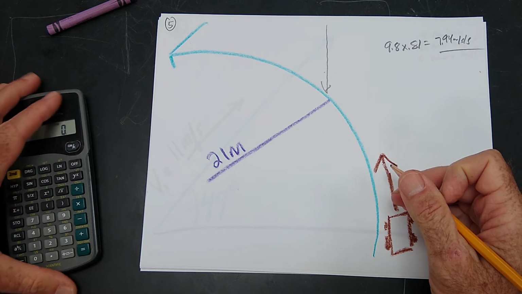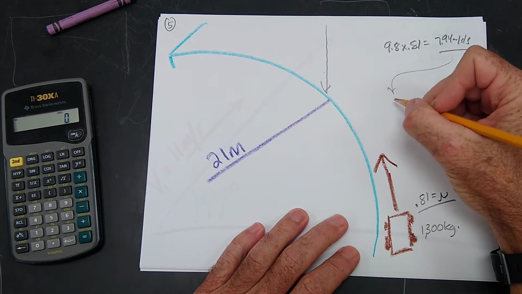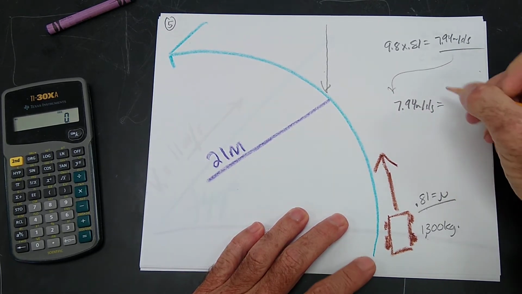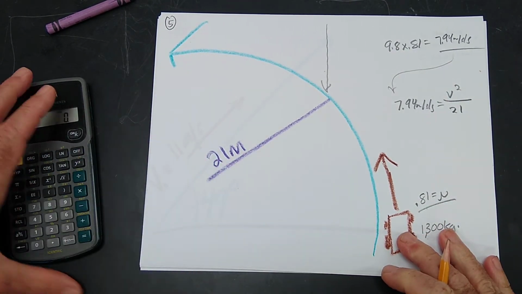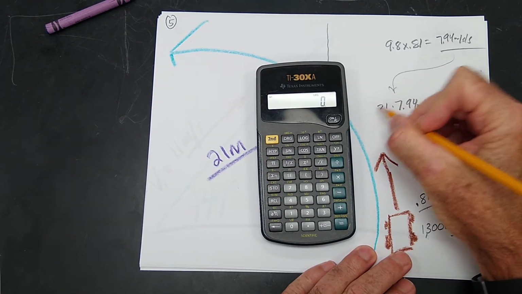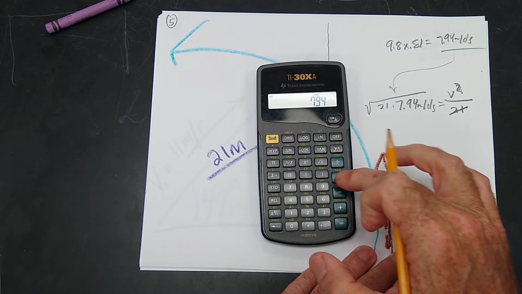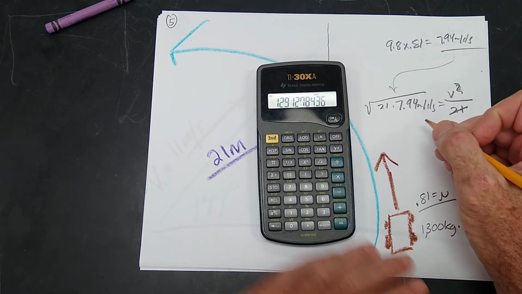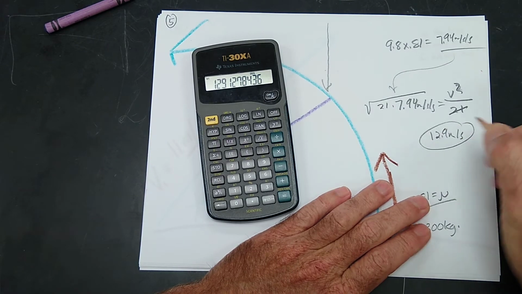What is the maximum velocity we could get? Well, if our best centripetal acceleration is 7.94, then that's the best V squared over R we can do, right? 7.94 times 21, square root, will give us V. 7.94 times 21, square root, equals 12.9. 12.9 meters per second. That's the fastest we can go.